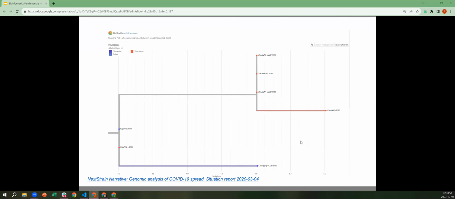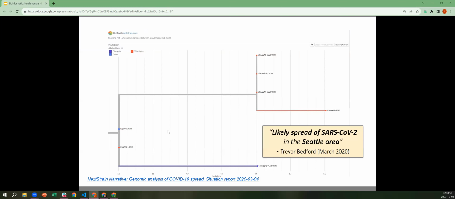So here we have an example of a NextStrain tree. And this is a real world example where we had a number of samples appearing in Washington in the United States. And we had a genomic relationship to samples from outside of the United States. And we were able to conclude that there was likely spread of SARS-CoV-2 in the Seattle area based on this phylogenetic tree here. And again, this is a very simple phylogenetic tree, but what you can see is a vertical line relating these three samples and a genomic distance of 1 relating to this fourth sample here.